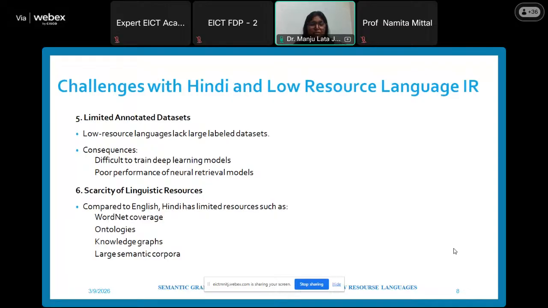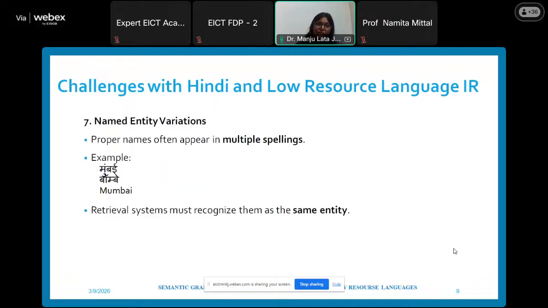Scarcity of linguistic resources compared to English. For English it is very rich, and not ontologies but the domain-based ontologies are very much available, but it is not so for the Indian languages. Similarly, for the knowledge graphs, large semantic corpora, etc. Named entity variations. For example, Mumbai, Bombay, all are conveying the same meanings, but with multiple spellings. Systems must recognize them as the same entity because they are indicating the same term.